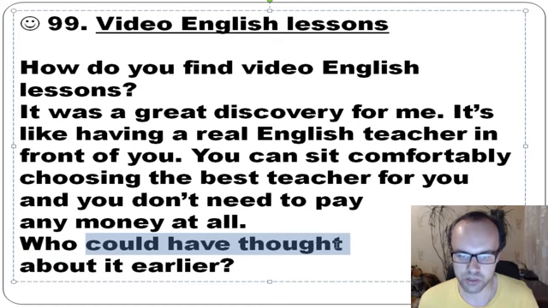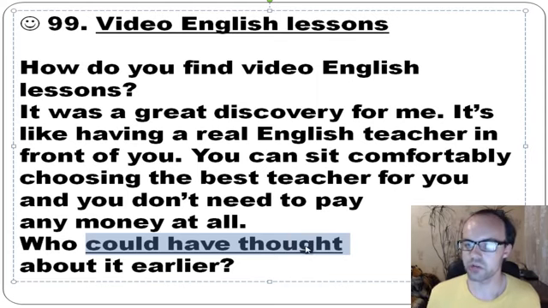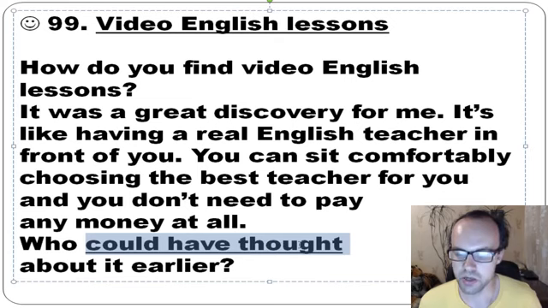Who could have thought about it earlier? So, could have plus the third form. It's an imaginary situation in the past. It's a modal verb, could in the past. So if there is an imaginary situation in the past, use could have plus past participle. It means who could have thought about it earlier. It means that no one, it was impossible to imagine it. It wasn't possible to imagine it. So you know, it could seem unbelievable. Who could have thought about it earlier?